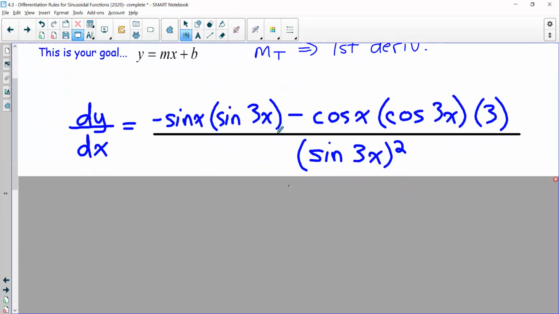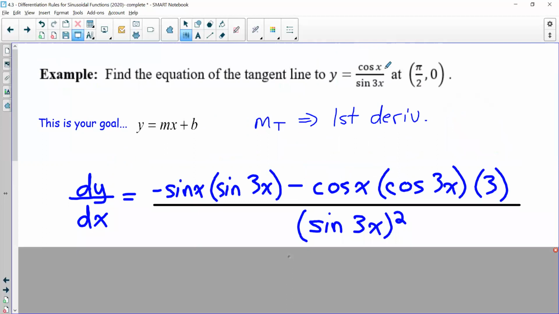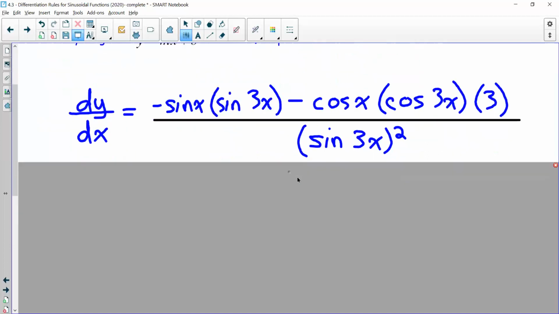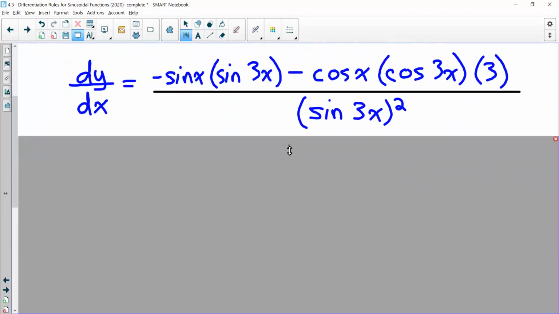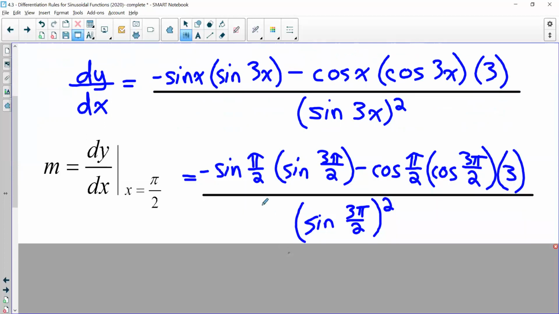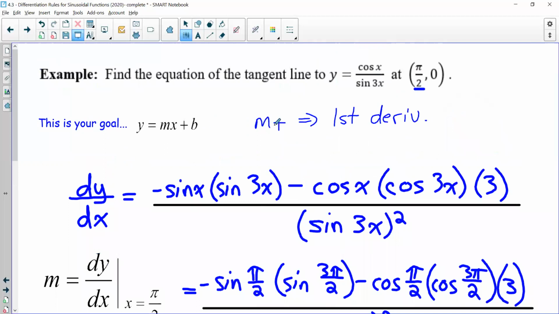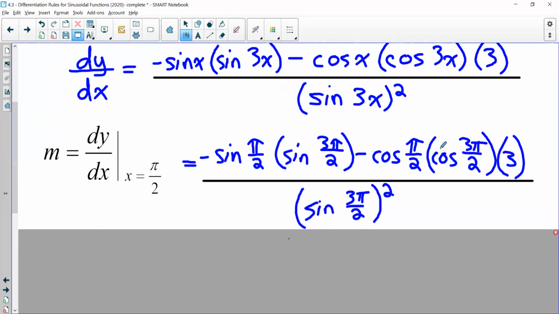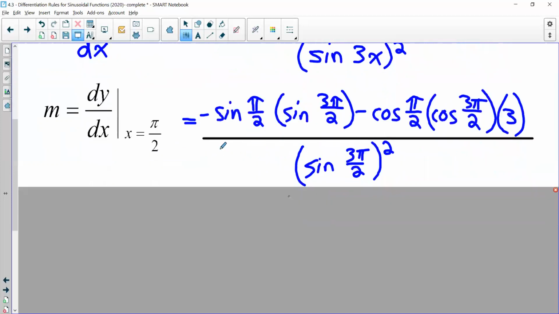Feel free to use the product rule if you wish. You'd have to rewrite this function as cos x times sine 3x to the power of -1. Okay, that's not a problem. Because again, the main thing is to be able to find this derivative when x is equal to pi by 2. All right, because we need that to get the slope of the tangent. So as ugly as this looks, it's just a matter of being patient. There's the proper notation for the slope of the tangent. All right, so dy by dx.